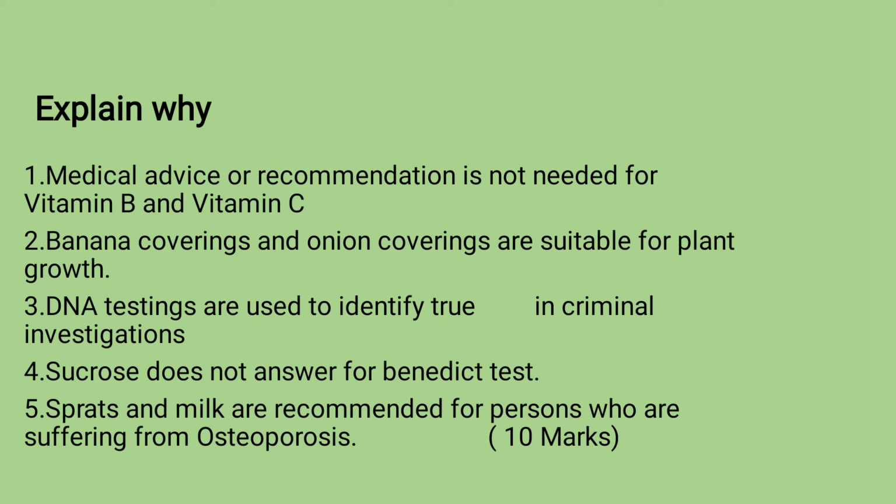Banana coverings and onion coverings are suitable for plant growth. We know that NPK fertilizers, nitrogen, phosphorus and potassium, are suitable for plant growth. The onion coverings and banana coverings contain nitrogen and potassium specially, so they are more useful for the growth of plants.